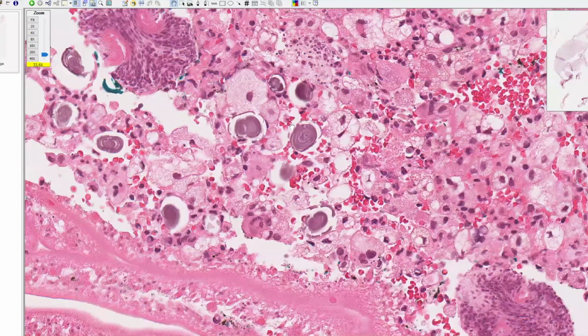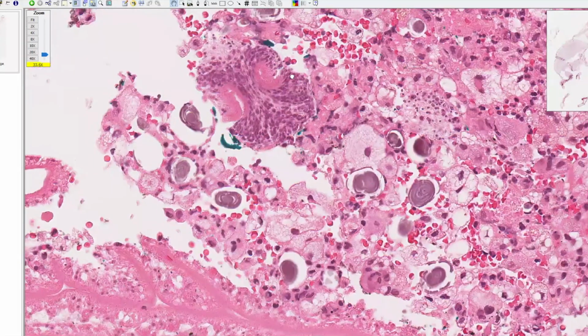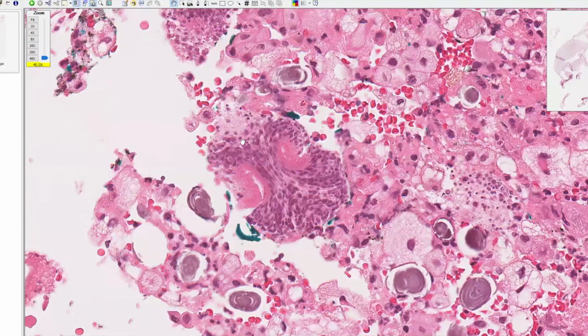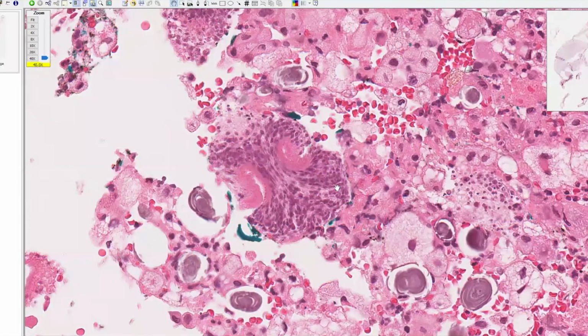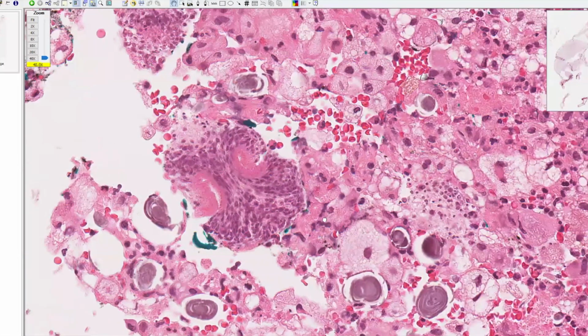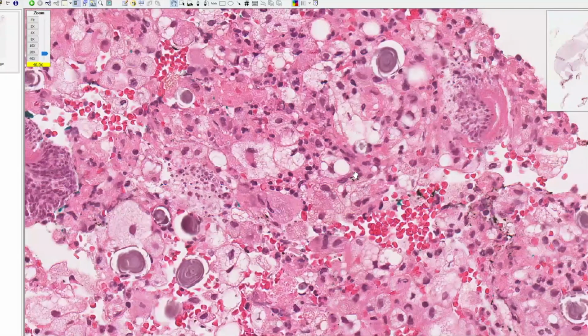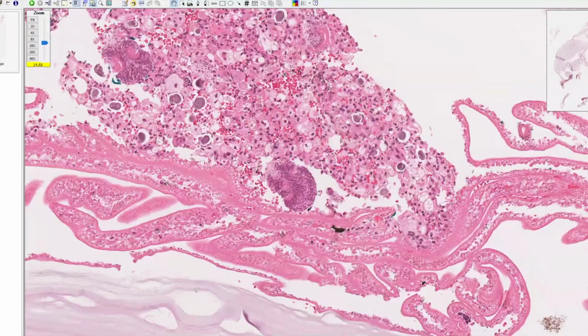We see some areas of calcification with these concentric calcifications. We see these structures here that are multicellular, and they're composed of cells that have very small nuclei. They're quite a bit smaller than the surrounding nuclei of these histiocytes, which have some foamy vacuolation to them. So that's the section of the material that came out of the cystic structure.